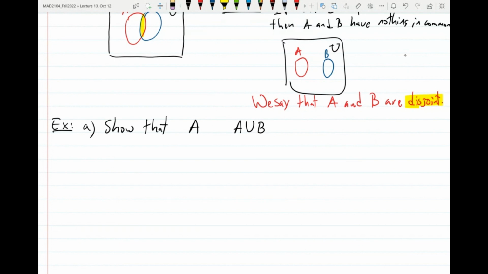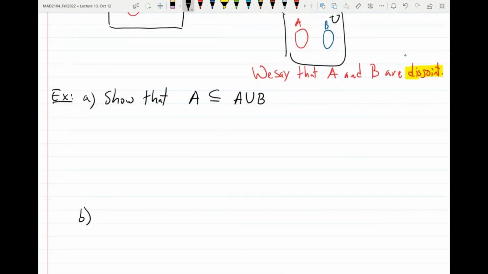Okay, so the exercise is to prove this, that A is a subset of A union B, and then the second one is show. Now, what do you think would be a similar statement for intersection?